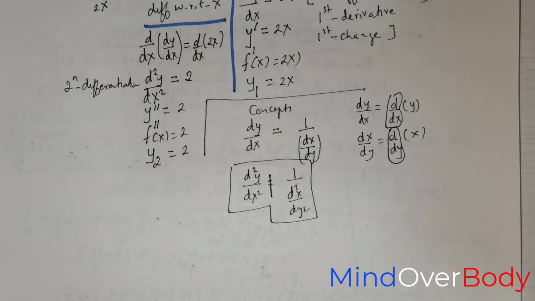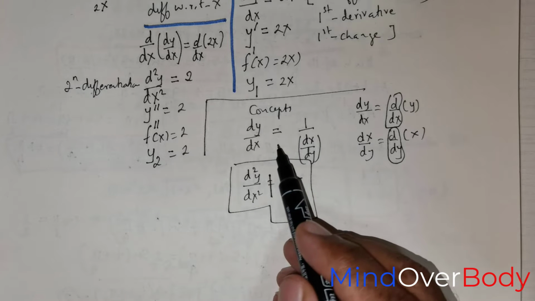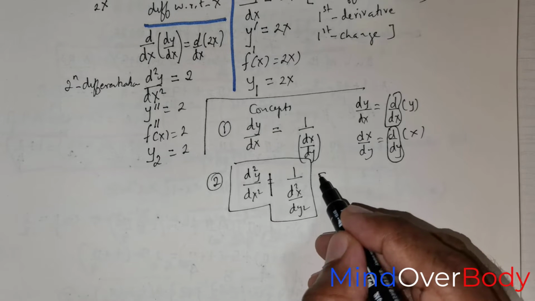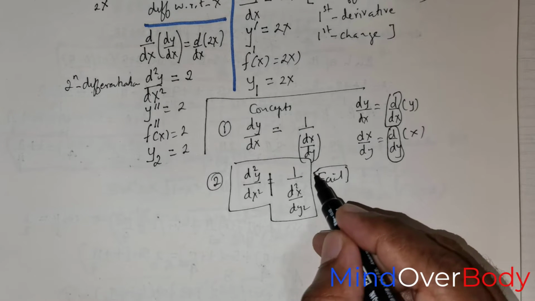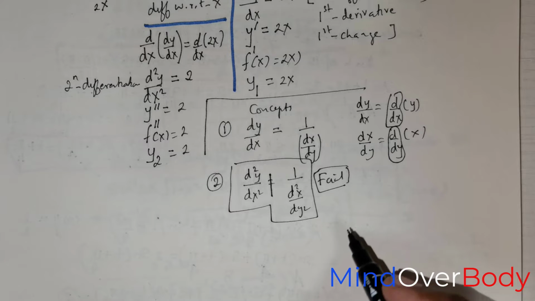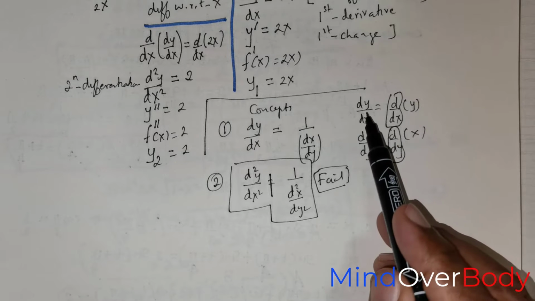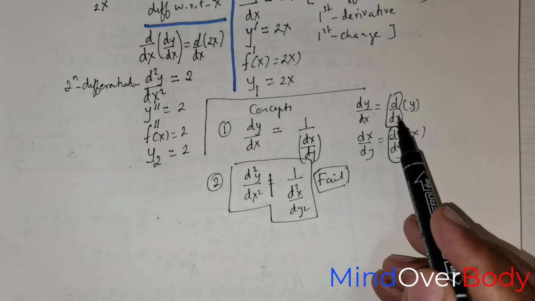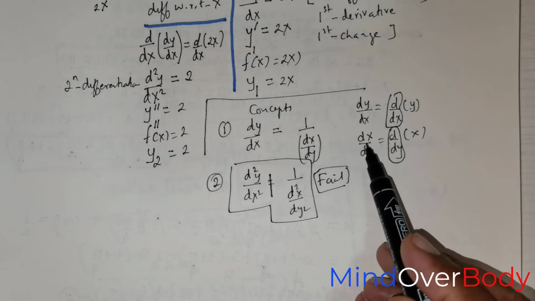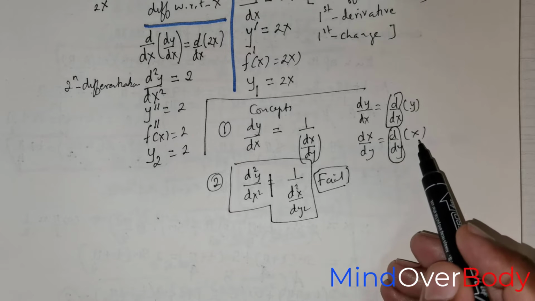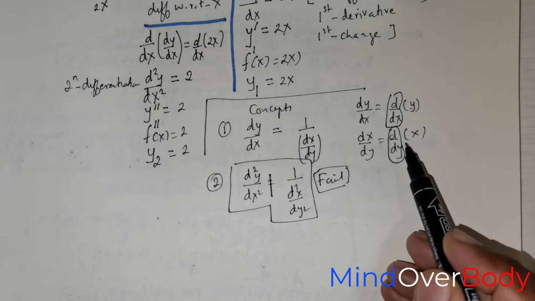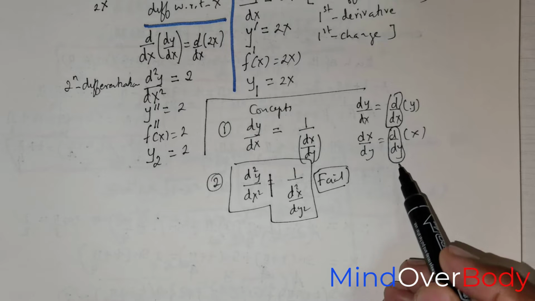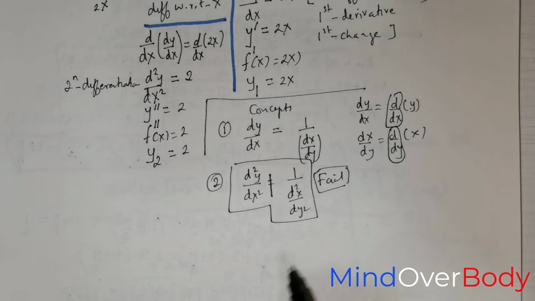So the point I wish to make here is that, though in this case the first law is going to be true, the second law will always fail. That is the important point I wish to bring to your attention: whenever we state dy over dx, we are operating on y with the operator d over dx. Similarly, when we state dx over dy, we are operating on x with the operator d over dy. And d over dx is totally different from d over dy. They are two different operators.